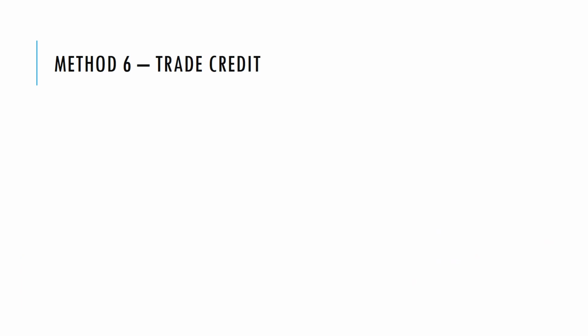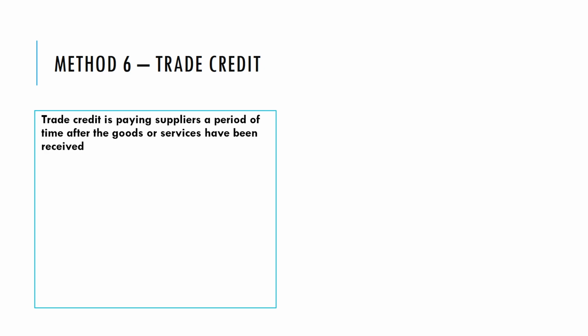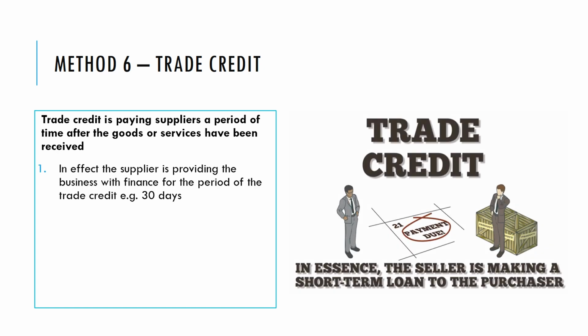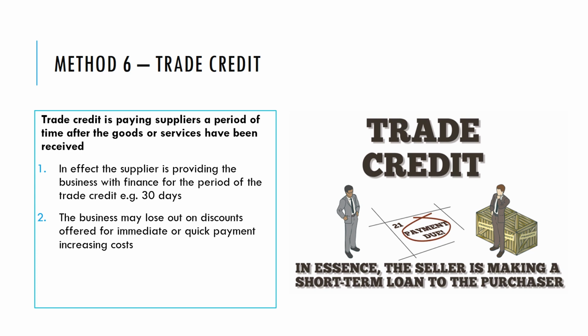Okay, method 6 is trade credit, and trade credit is paying suppliers a period of time after the goods or services have been received. So if you think about it, in effect, the supplier here is providing the business with a form of finance for the period of the trade credit. So if the business takes the products but hasn't paid, it's kind of like they've been lent the money by the supplier and have then agreed to repay them that debt at a later date. So we do consider it a form of finance. Any negatives to this: the business may lose out on discounts. You might often get a discount if you pay immediately, whereas if you use trade credit, you might not be entitled to that discount and have to pay more in the long term.